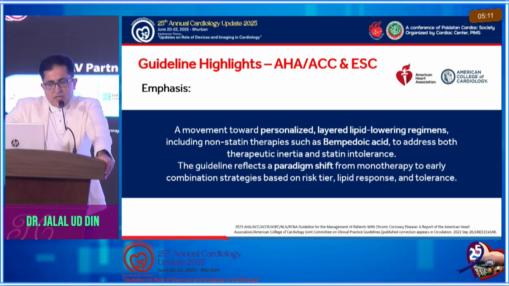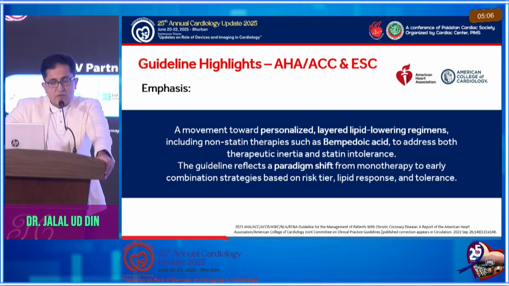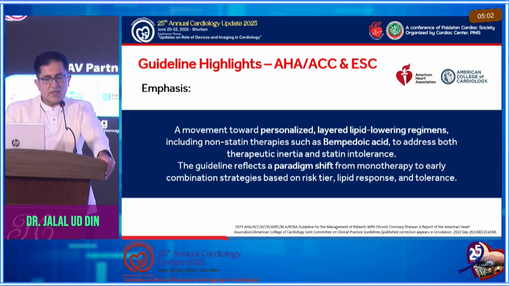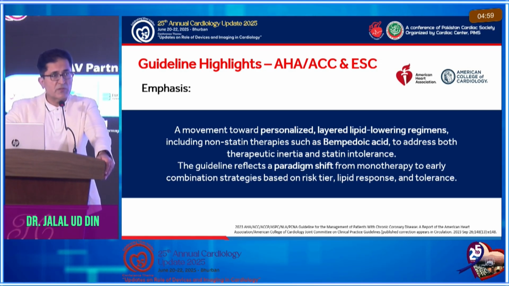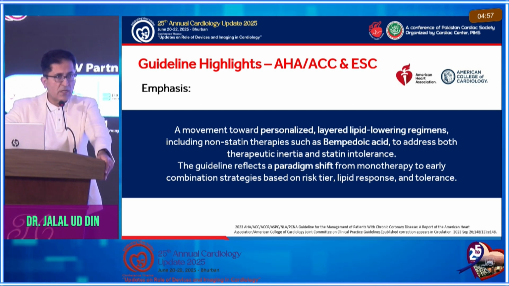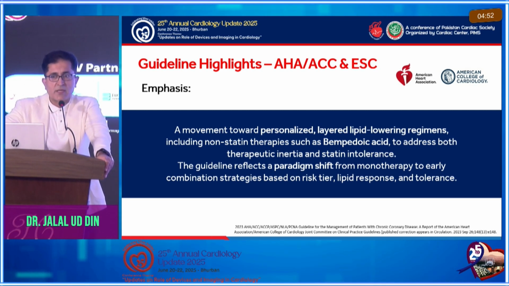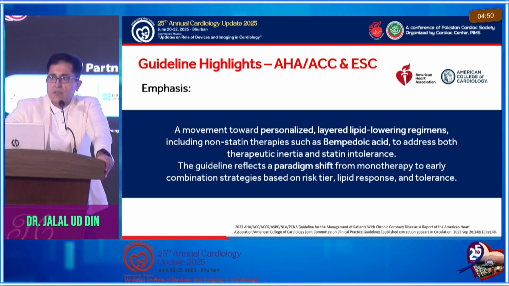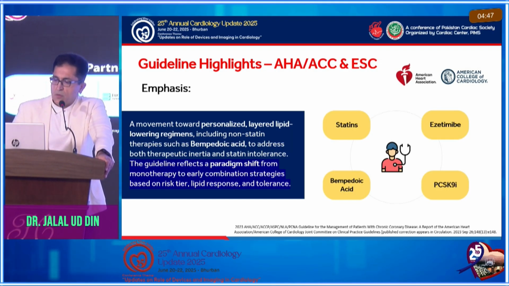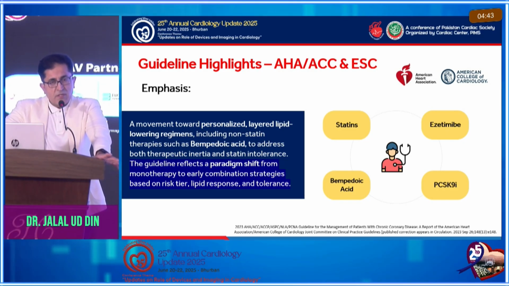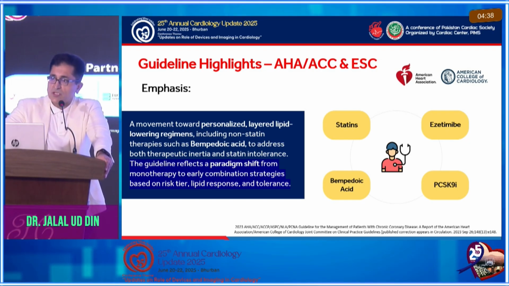The guideline also reflects a paradigm shift from monotherapy to early combination strategies based on risk tier, lipid response, and tolerance. A couple of the terms that we used: layered lipid-lowering regimens. By layered lipid-lowering regimens, beyond just the statin group, we have to bring into the picture ezetimibe, PCSK9 inhibitors, and at times, although not available, inclisiran, with which we can achieve our targets. So the foundational drug still remains statins. Ezetimibe is an option when we don't achieve our targets.